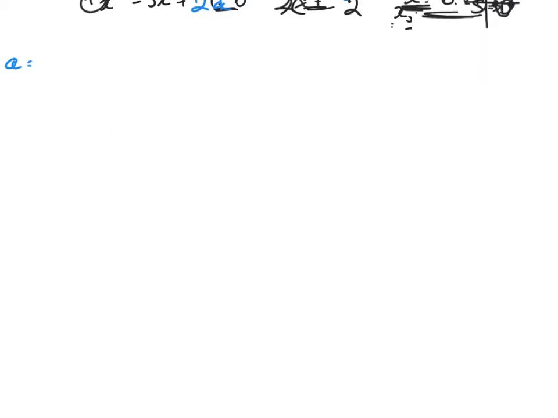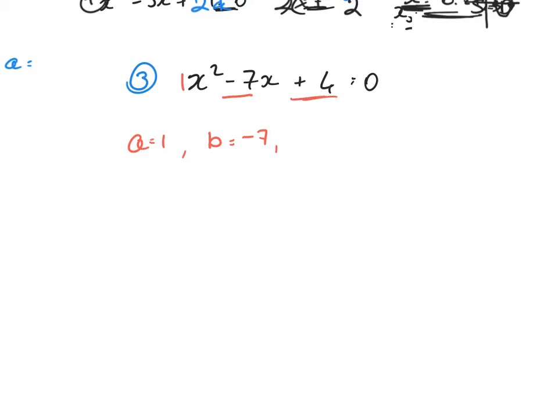Okay, let's try example 3. We're going to solve this one using the quadratic formula: x squared minus 7x plus 4 equals 0. Let's identify a, b and c. Well, a is definitely 1, b is minus 7, and c is plus 4.